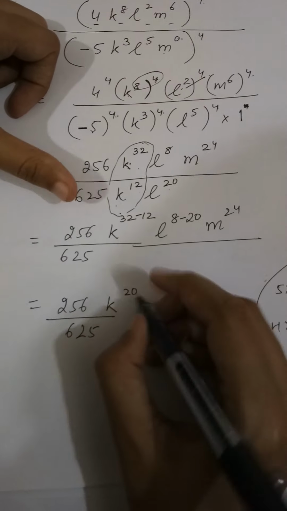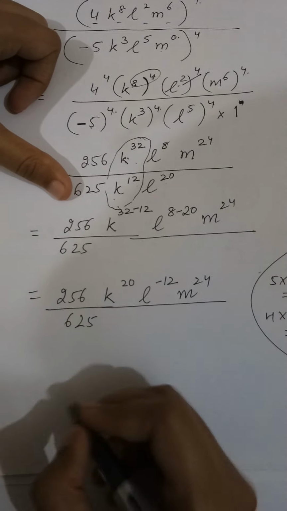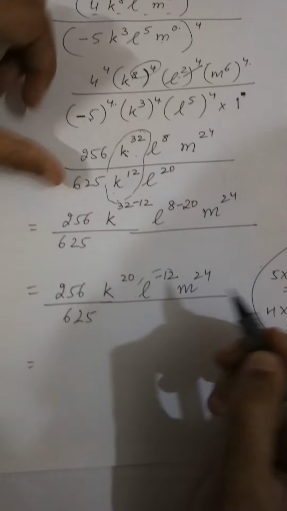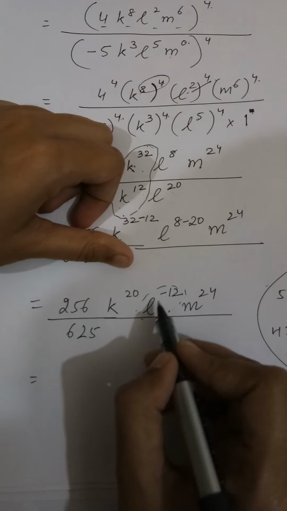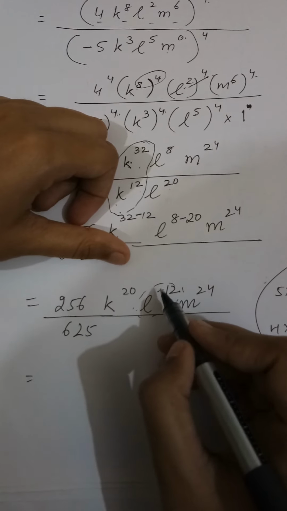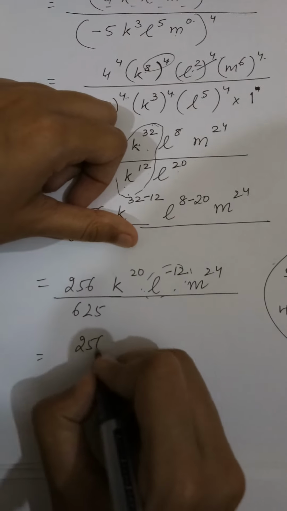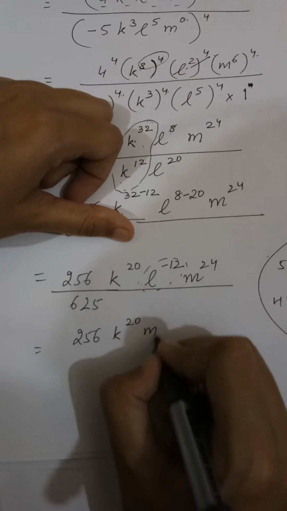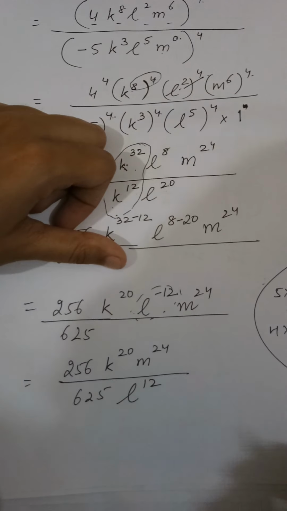L to the power minus 12, m to the power 24. Okay, this much is also correct, but since I have this power negative, I am going to take it down so that I can make my power positive: 256 k to the power 20 m to the power 24 upon 625 l to the power 12.